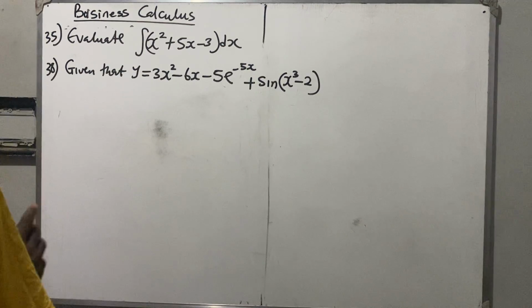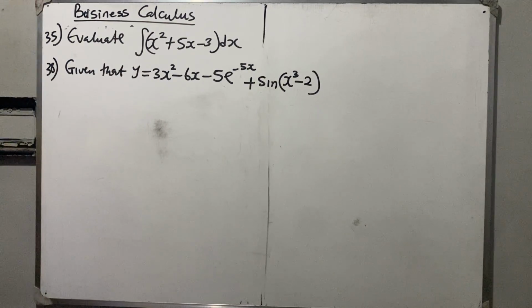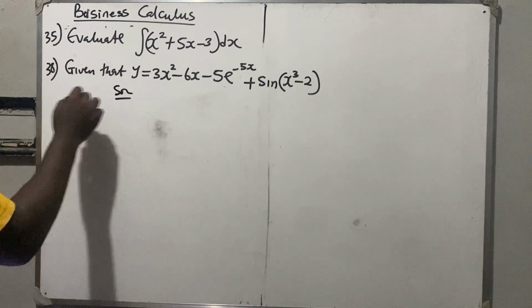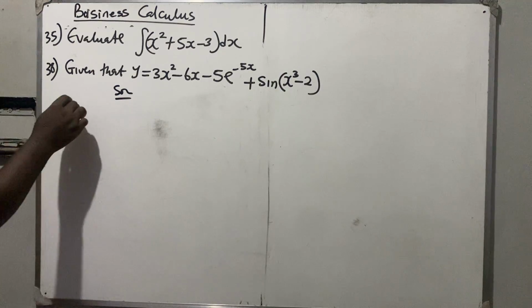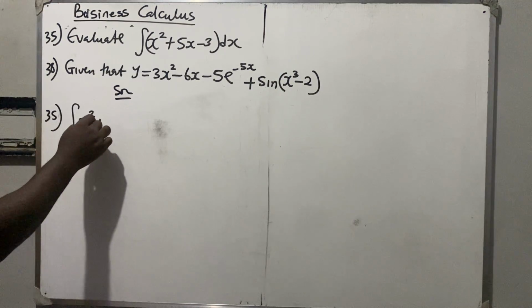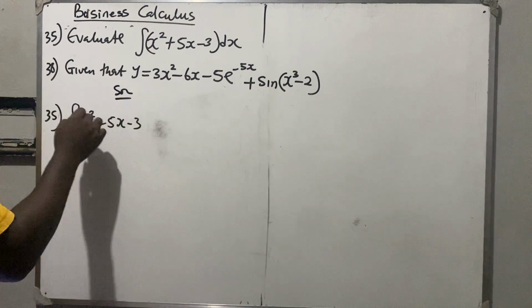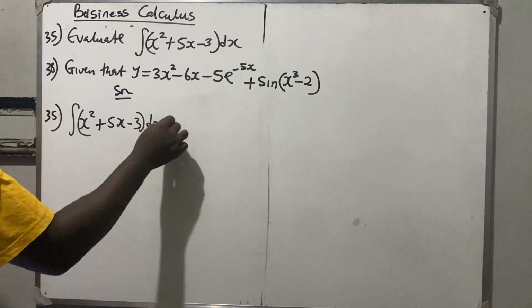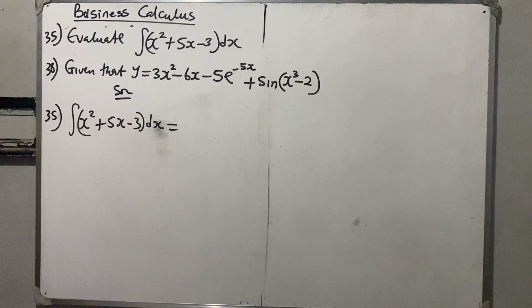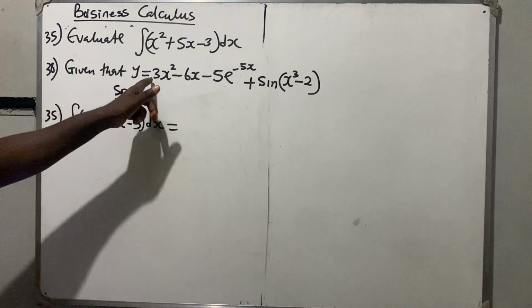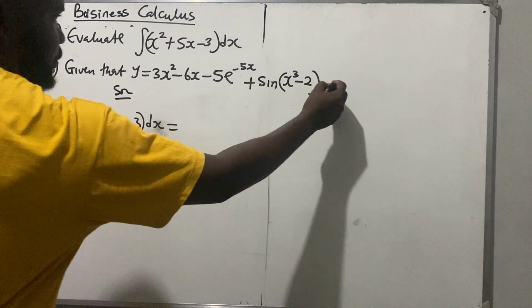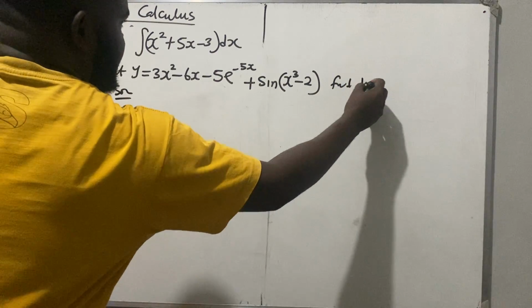Okay, so let's solve the last two for this particular video. So the first one is question number 35, which said we should integrate x raised to power 2 plus 5x minus 3 dx. Now integration is simply the opposite of differentiation. Remember I told you that in differentiation what we do is multiply by the power, remove one from the power.